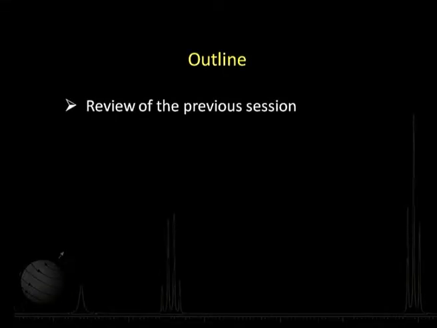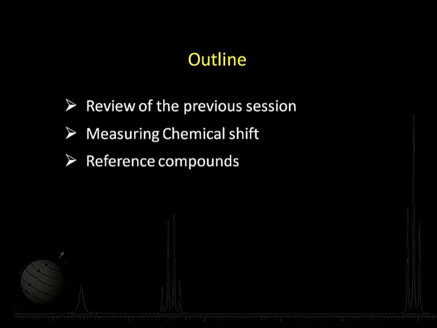The session is planned as follows. To begin with, we will briefly review what we did in the previous session. Thereafter we will talk about how we measure chemical shift or how we quantify it, and in the process we will talk about what kind of reference compounds we need to use, why, and what they are. Then we will talk about the two scales used for indicating chemical shifts. They happen to be the delta and the tau scales.